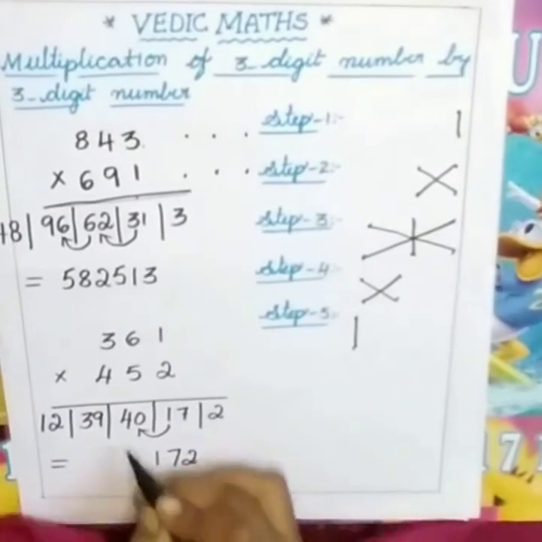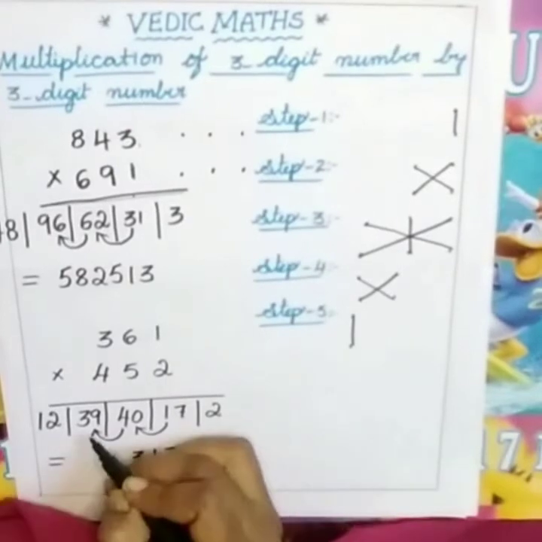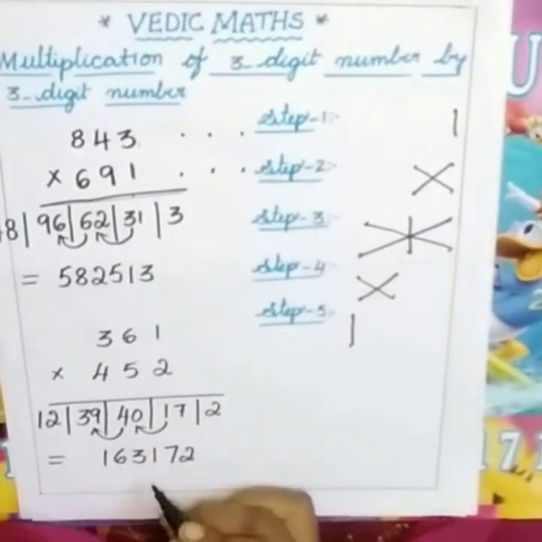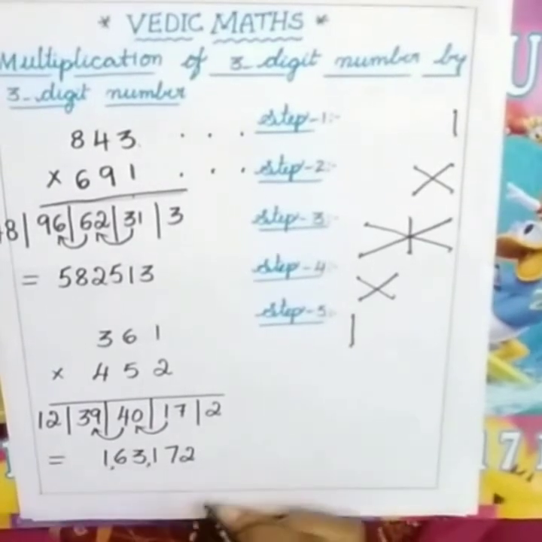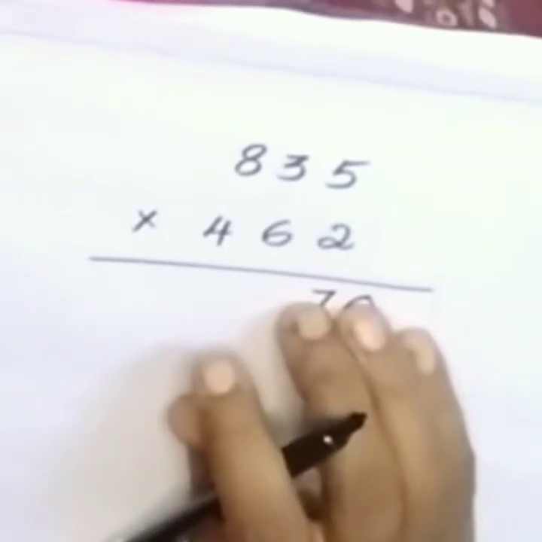1 plus 0 is 1. 4 will go to the next. 4 plus 9, 13. But we have to write a single digit. 1 plus 3 is 4. 4 will go to the next part. 6. 1. So the answer is 1,63,172. I'll explain one more question.